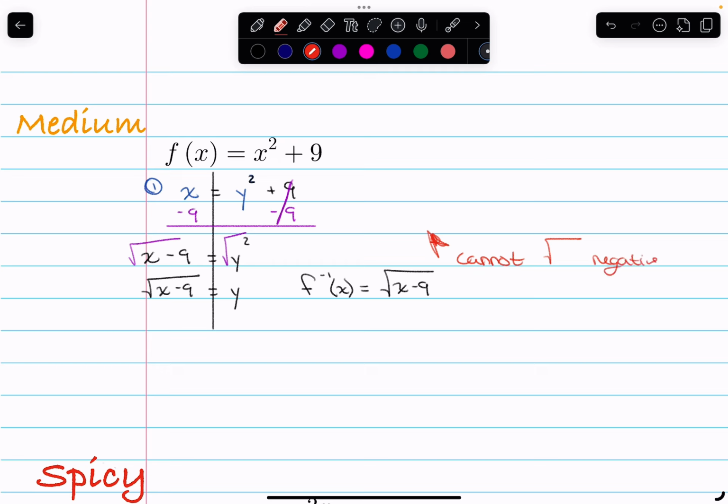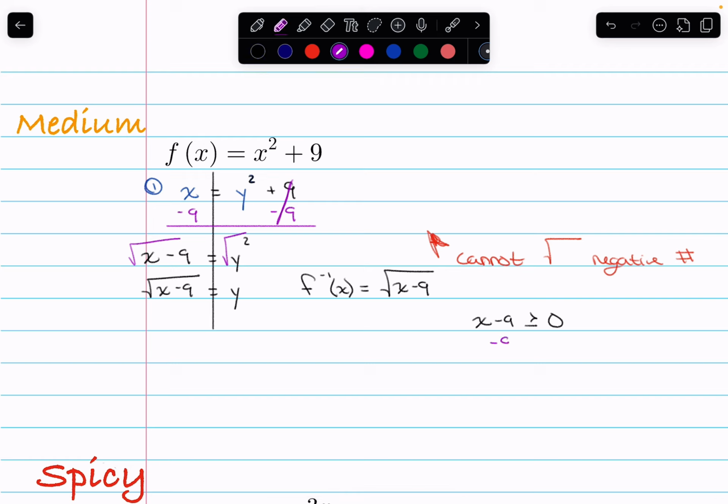So what we're going to do is change our domain. If you don't remember how to do domain, when you're doing a radical, you have to set what's underneath the radical greater than or equal to 0. We cannot take the square root of a negative number.